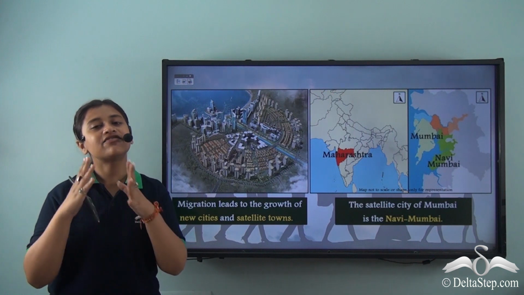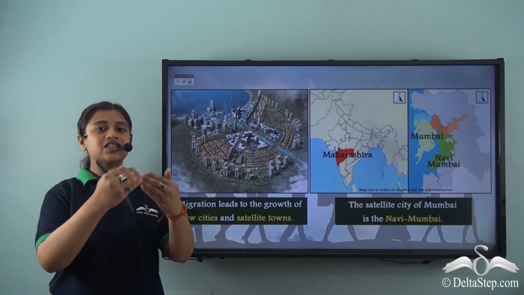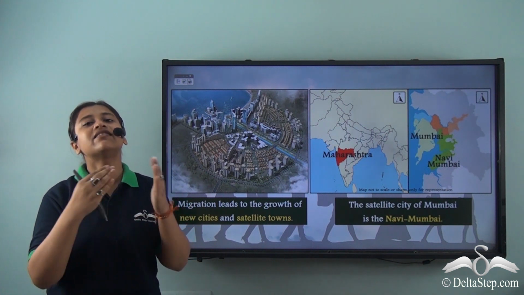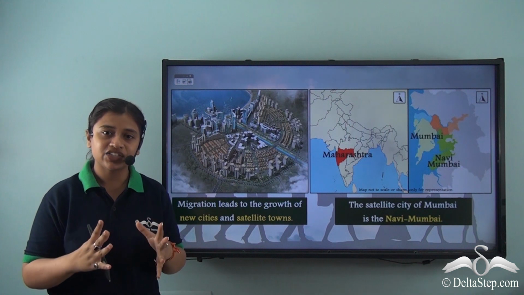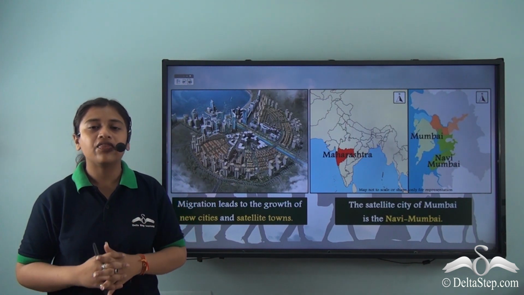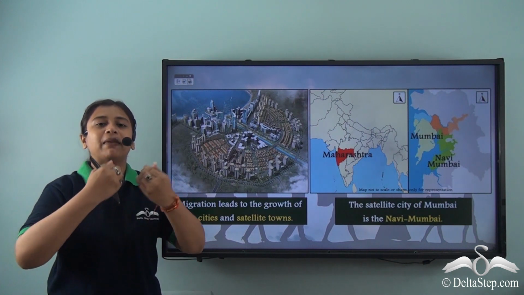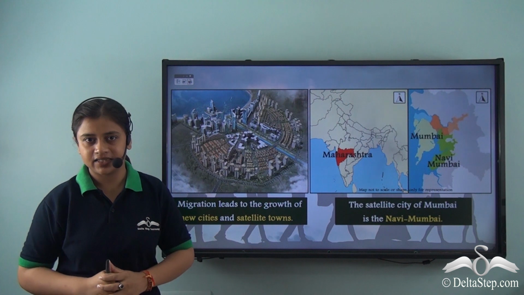In this lesson, we will be completing the understanding of migration by looking at the positive as well as negative impact of migration from both the sending country's side as well as the receiving country's side, right? So we need to understand that migration can be beneficial or non-beneficial for both the country from where the people are migrating or for the country to where the people are migrating.